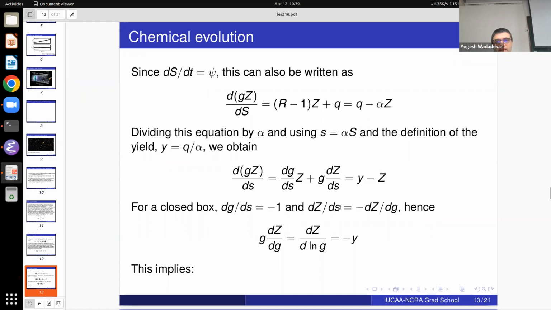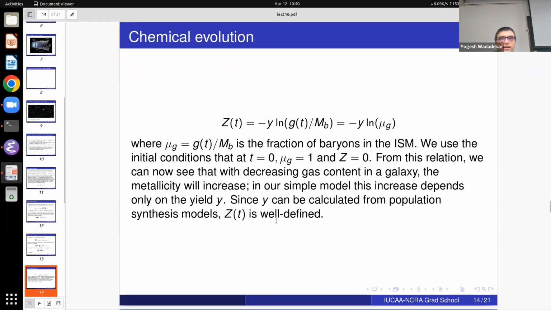and dz by ds is minus dz by dg. Because whatever metals are gained by the stars must be lost by the gas, right? So if you do that, then you can write this kind of equation, which relates your yield to the quantities that you have on the left hand side.